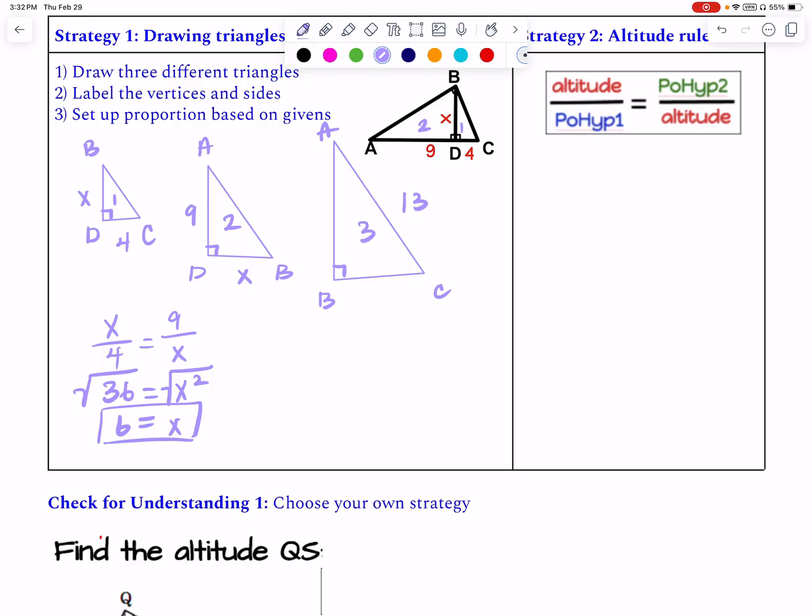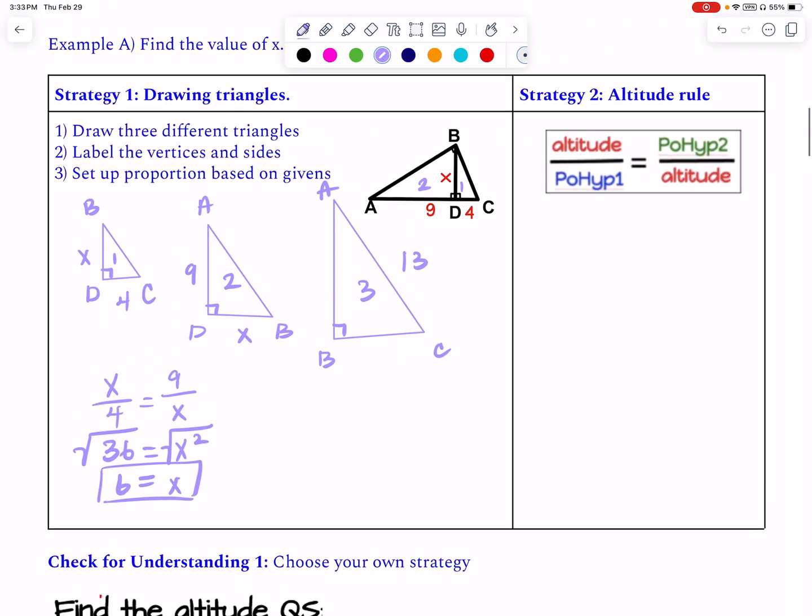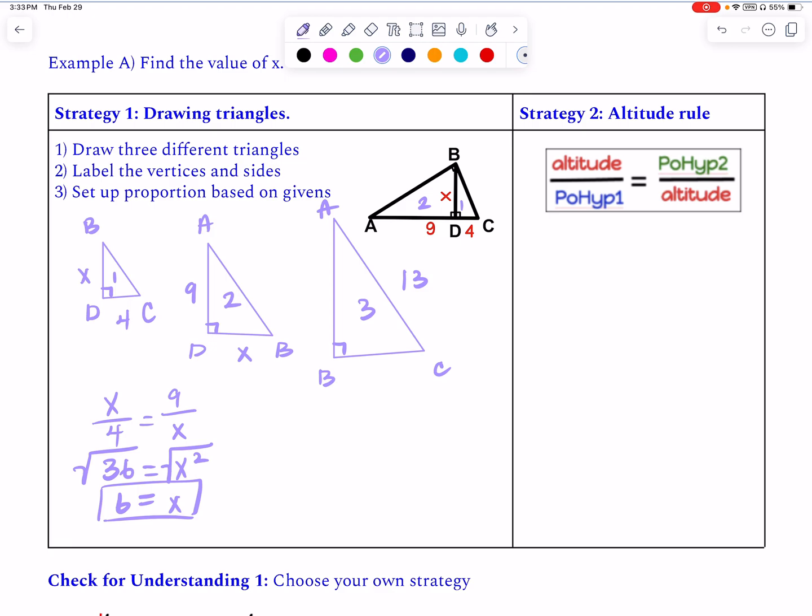So in the summative, you could always draw the triangles separately. Now, let's use the altitude rule, and you should get the same answer. The altitude is always perpendicular to the base. So here the altitude is x. And when we set up the proportion, you always put the altitude diagonally. And here, we're going to have part of hypotenuse 1, 9. PO stands for part, height, hypotenuse. And part of hypotenuse 2 is 4.